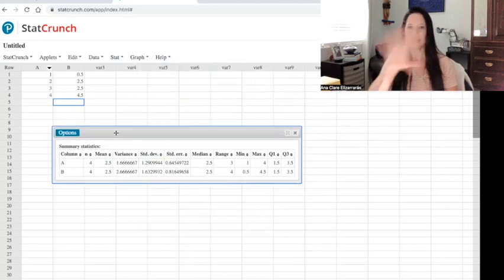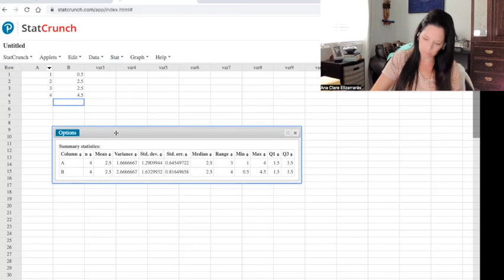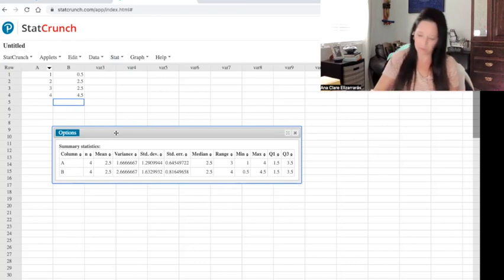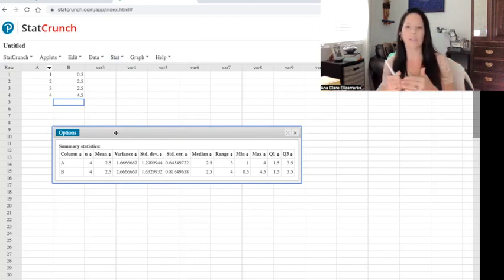And here is the data set summary that we get. The mean for data set A is 2.5. And the mean for data set B is also 2.5. So even though they had different numbers in their data sets, they had the same average.